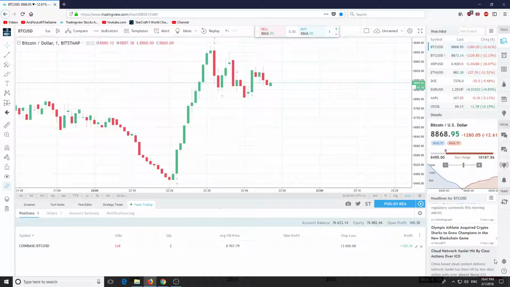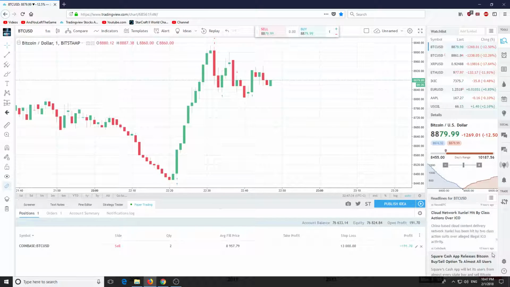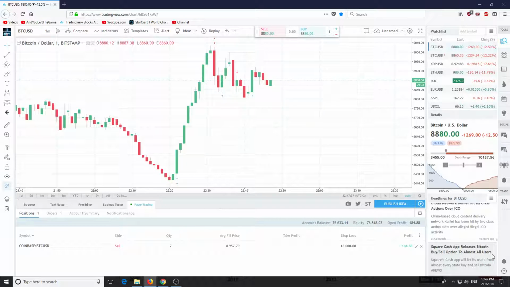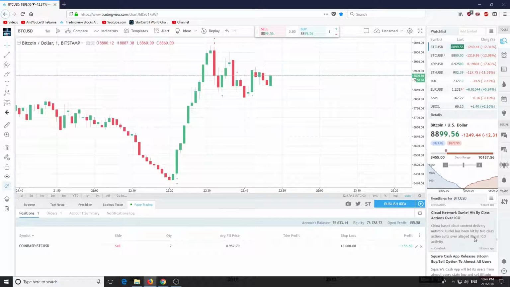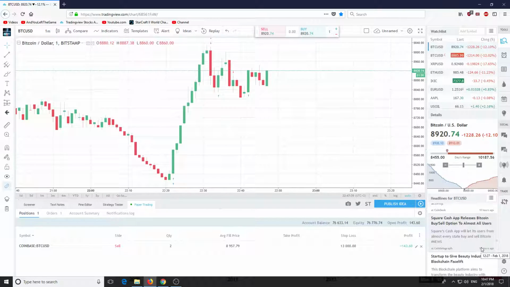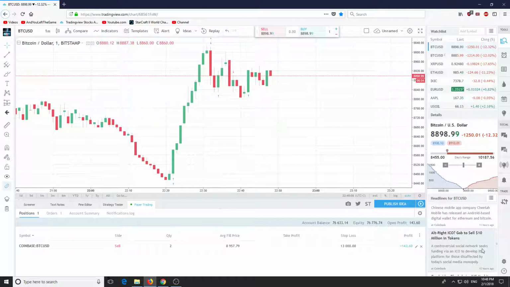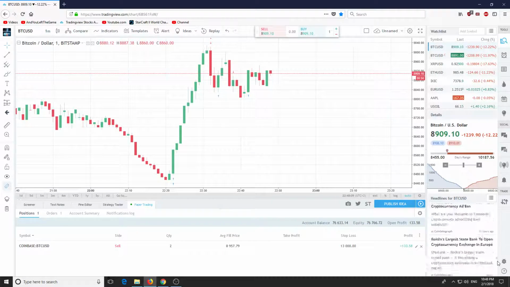Olympic athlete acquires crypto shark to grow champions in the new blockchain game. Cloud network Xunlei hit by class action over ICO. China-based cloud content delivery network Xunlei has been hit by 2 class action suits over alleged illegal ICO activity. So as you know, in China, cryptocurrency ICOs are illegal. Square Cash app releases Bitcoin buy/sell option to almost all users. Startup to give beauty industry blockchain facelift. Okay.